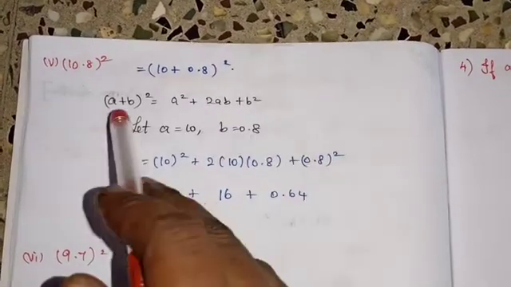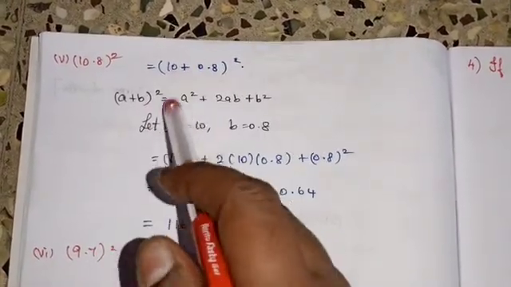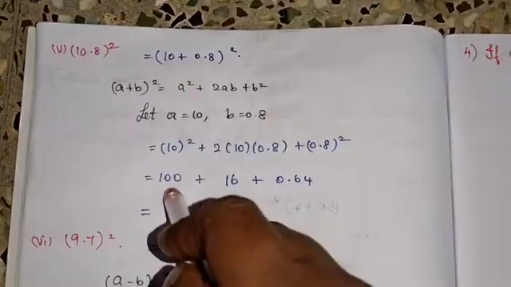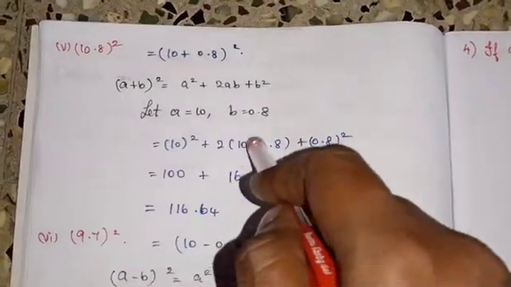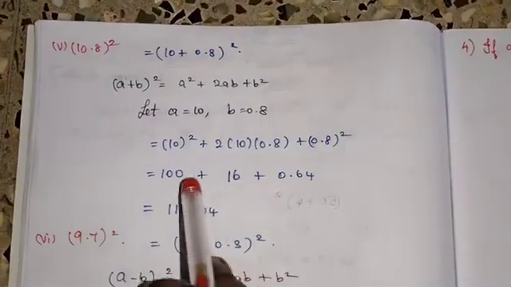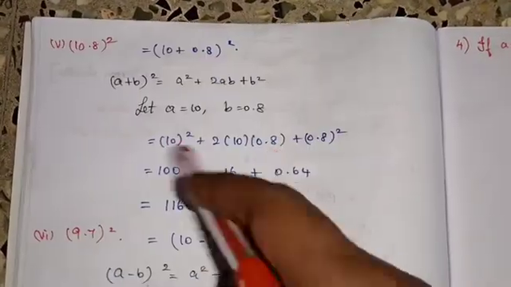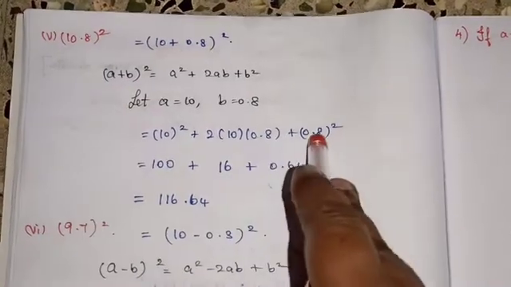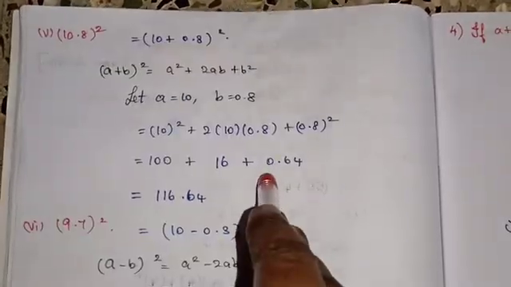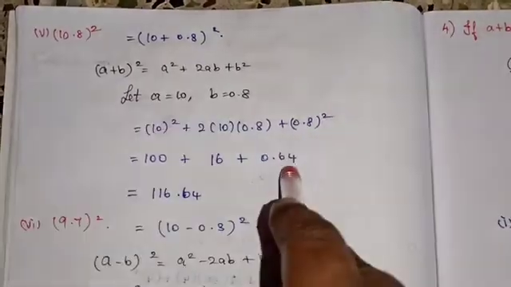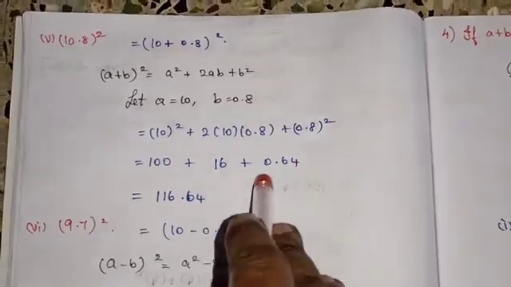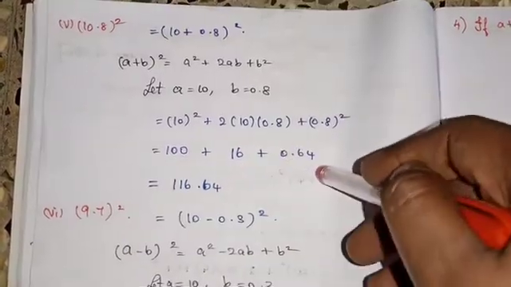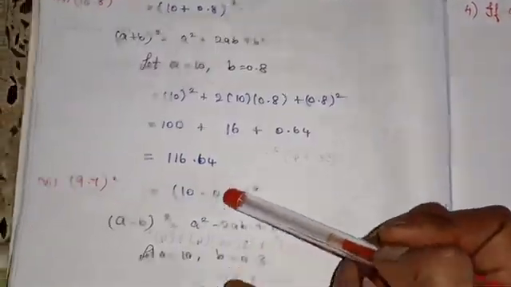Same in the decimal number, 10.8 the whole square is equal to 10 plus 0.8 the whole square. So it's like (a + b) whole square. Let us consider a is equal to 10, b is equal to 0.8. So 10 the whole square is 100, plus 2 into 10 is 20, 20 into 8 is 160. With one decimal, the 0 will be cancelled, so 16 only is the answer. Plus 0.8 the whole square is 0.64 because 8 square is 64, and with 2 decimals you take 0.64. So 100 plus 16 is 116, plus 0.64, 116.64.